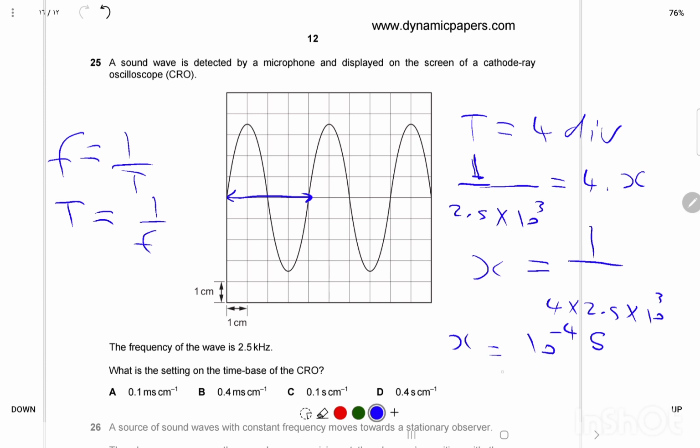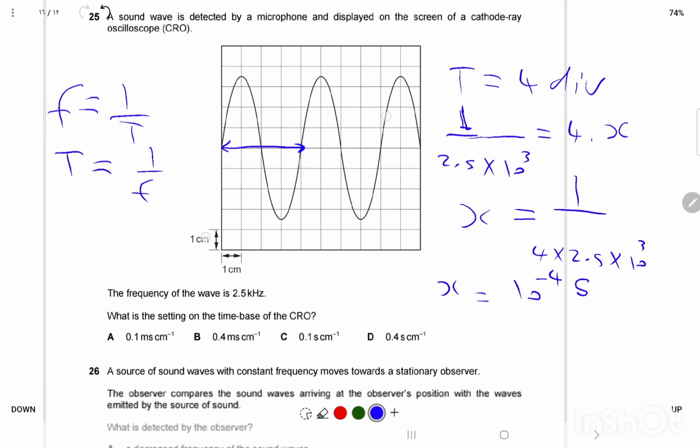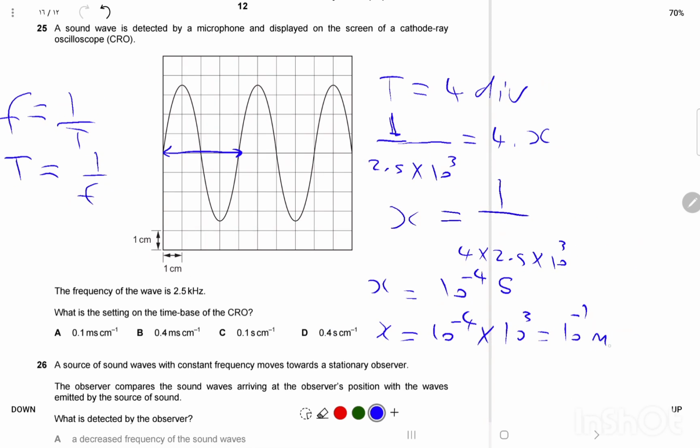And if you convert into millisecond here, clearly the option D and C are incorrect, so you have to convert into millisecond. So in order to convert from second into millisecond, you need to multiply by 1000. So x is equal to 10 to the power of -4 times 10 to the power of 3 is equal to 10 to the power of -1 millisecond, which means option A is the correct answer.